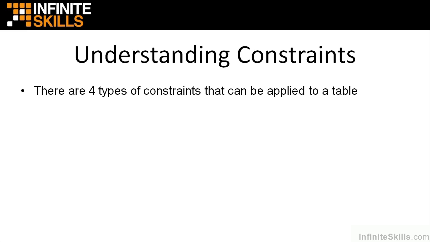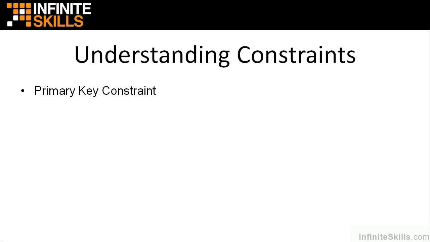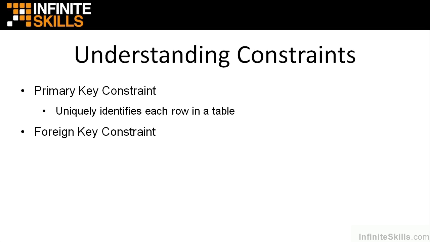Now, there are 4 different types of constraints that we can apply to a table. The first one is the primary key constraint. We've already talked about the primary key in general in a video entitled Understanding Primary Keys. Then there's the foreign key constraint, the check constraint, and the unique constraint. So let's look at each one of these a little bit closer. The primary key constraint uniquely identifies each row in a table, and that can be on 1 or more columns.